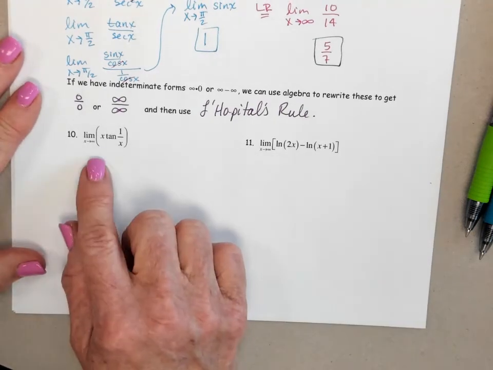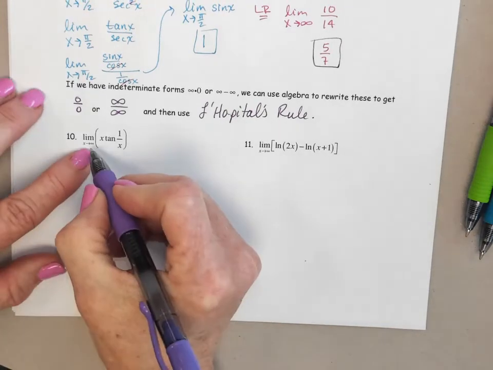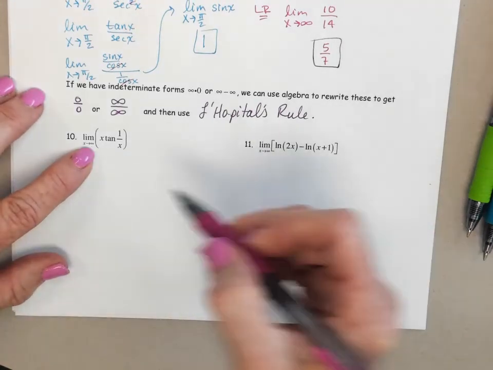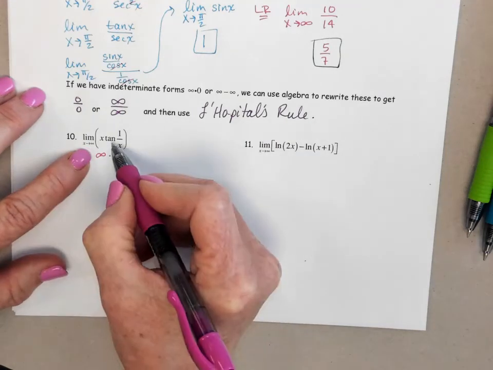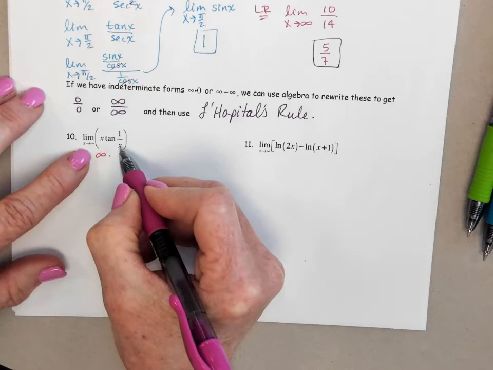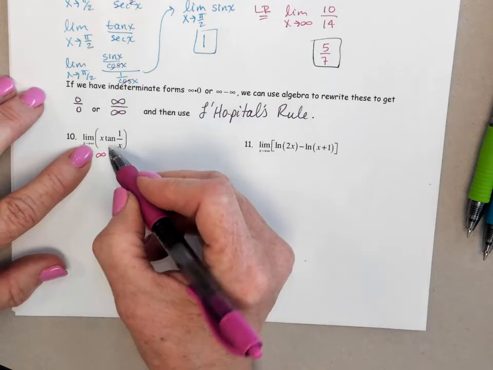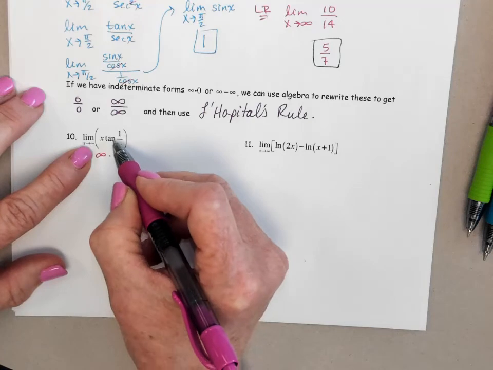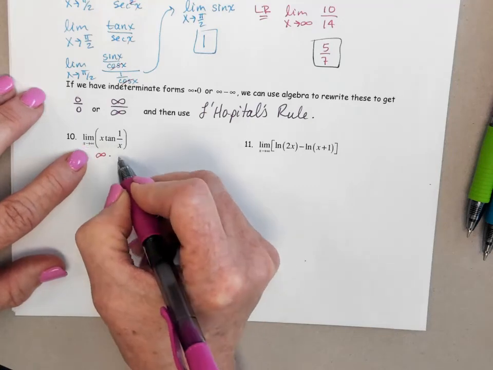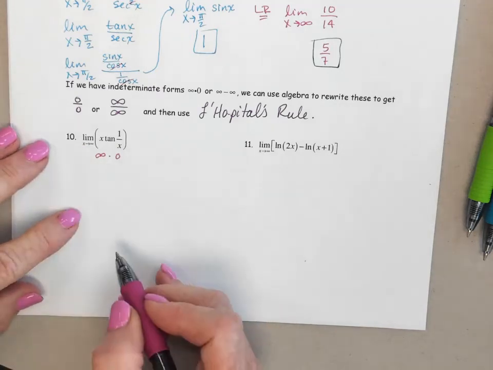All right, let's look at this one. With this infinity, it's kind of hard to try and substitute in, but this piece right here is infinity times tangent of 1 over infinity. The tangent of 1 over infinity, that's like the tangent of 0, which is 0. So we have an infinity times 0 situation.